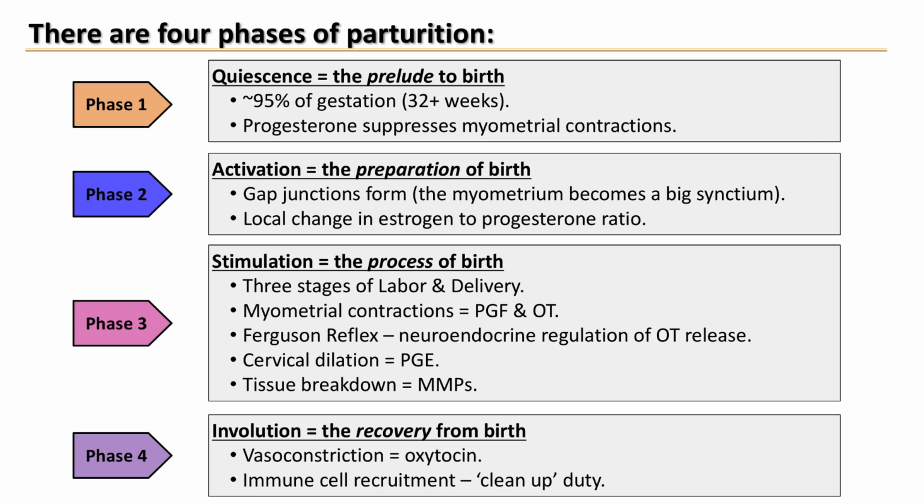Phase 4, or the final phase of parturition, is typically considered the recovery from birth. During this time, the levels of oxytocin are typically still elevated, and this acts to cause vasoconstriction of the very highly flowed uterine arteries. At this time, we also have immune cell recruitment into the uterus and other reproductive tissues, typically referred to as cleanup duty, to make sure that infection and sepsis do not occur.